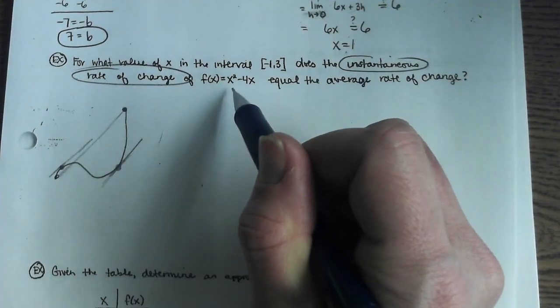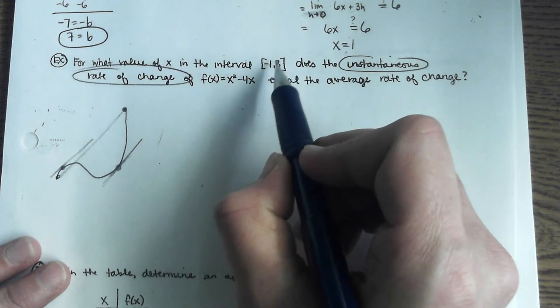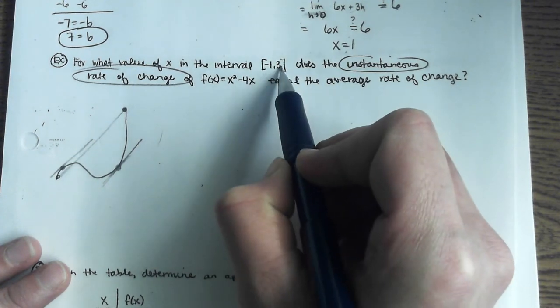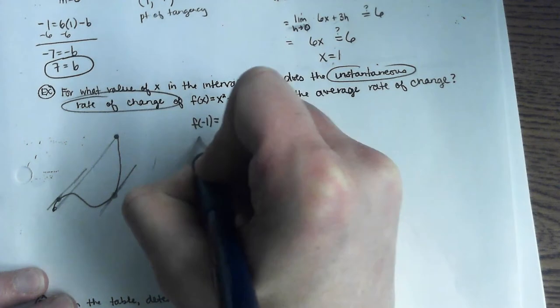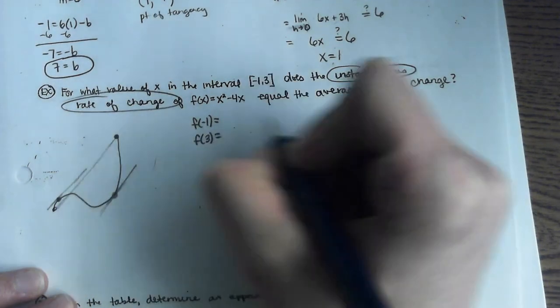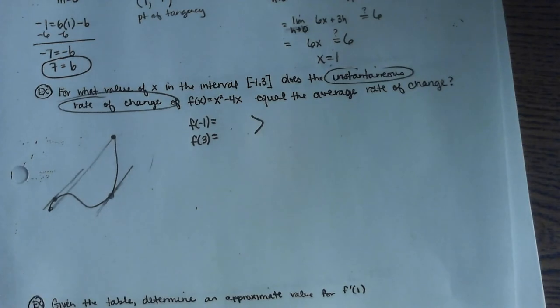We don't care what that function looks like. Essentially what we want to do is find the average rate of change, which we should be able to do, because you can find the endpoint at negative 1, and you can find the endpoint at 3, and you can find the slope between them. So if I plug in a negative 1, what's my function coordinate?